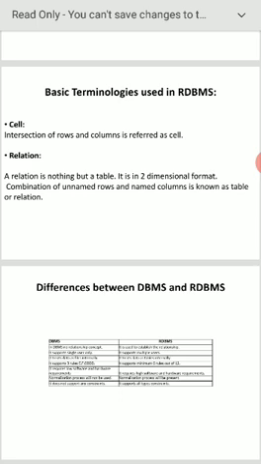There are domain constraints in RDBMS, tuple constraints in RDBMS, key constraints in RDBMS, single value constraints in RDBMS, integrity rule 1 constraints in RDBMS, integrity rule 2 constraints in RDBMS. But whereas in the case of DBMS, it will not bother about these constraints. These are all main differences between DBMS and RDBMS.